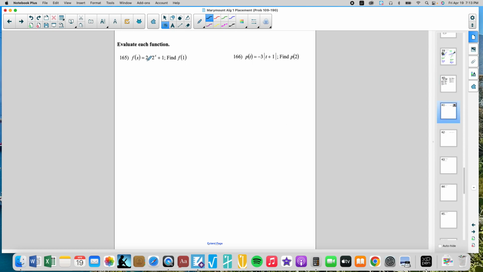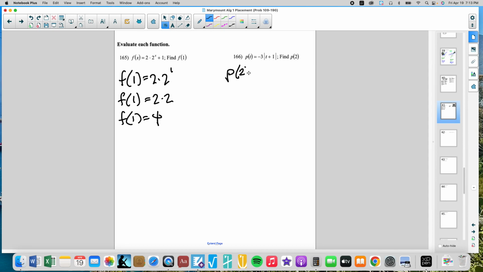So much fun. Find f of 1. So f of 1, when x is 1, is 2 times 2 to the first. So f of 1 equals 2 times 2, because 2 to the first is just 2. So we get f of 1 equals 4.